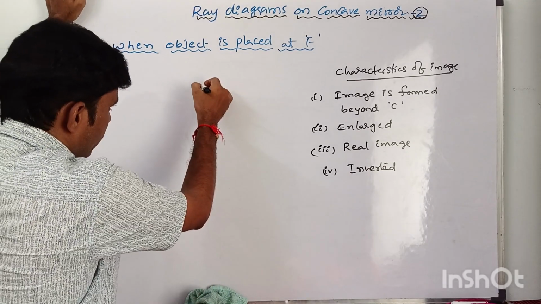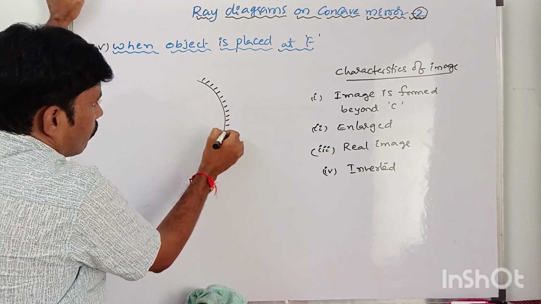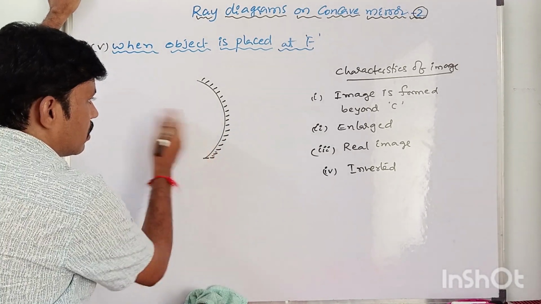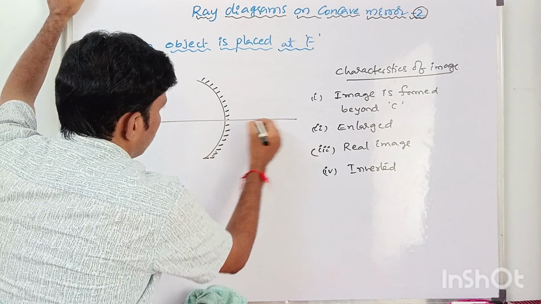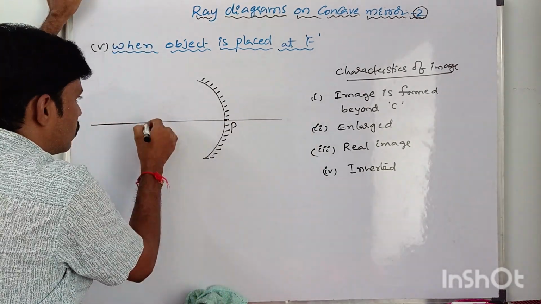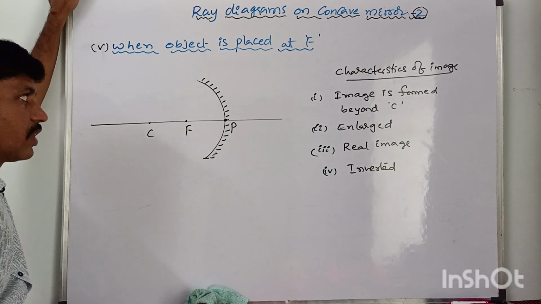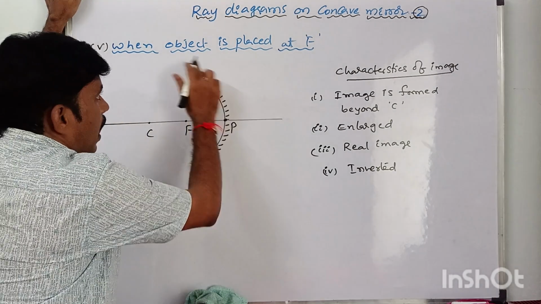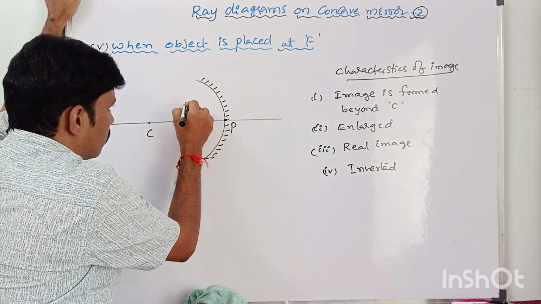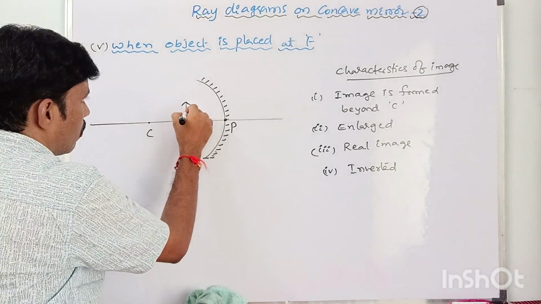So let us draw the concave mirror again. Concave mirror. It is the silvering, and the principal axis, center of curvature, and the midpoint is the focus point. Clear? Right. Now the object is placed at the focus point. That's why let us take the object here. Okay, this is the object.